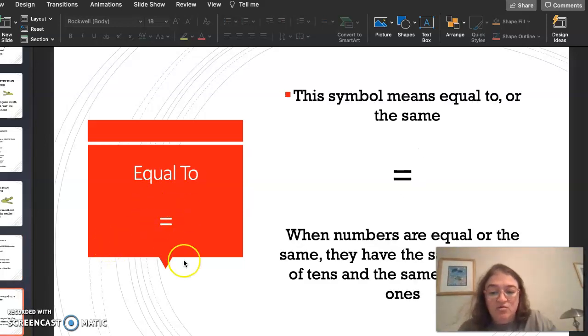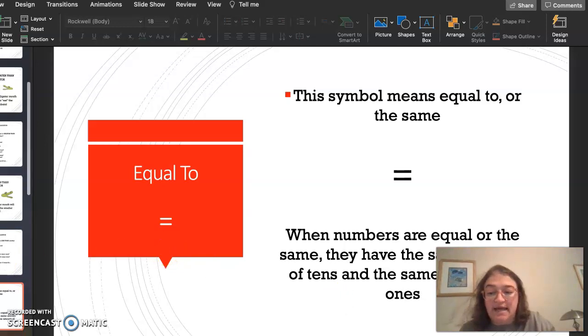This is the equal to symbol. This symbol means equal to or the same. When numbers are equal to or the same, they have the same amount of tens and the same amount of ones. It's the same number.